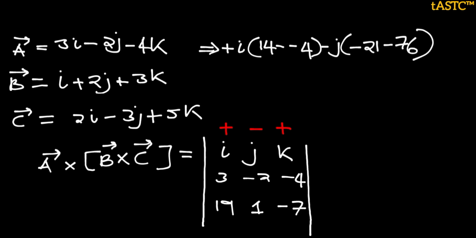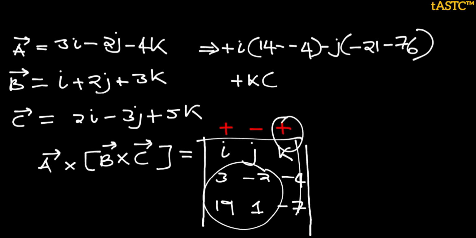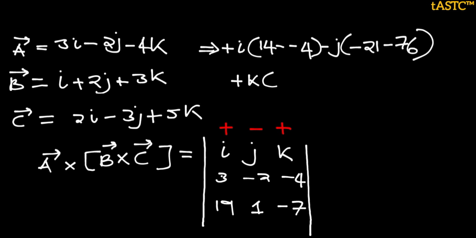Next up, we have k. So that will be plus k. Now, as we take this, we're going to have this stuff left. So this will be 3 multiplied by 1, and that gives us 3. On this side, we have minus 19 multiplied by negative 2. That will give us a minus 38.